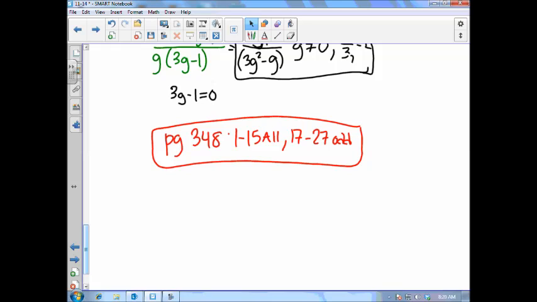Make sure you state excluded values if it's requested. Carefully read the directions because it doesn't always ask you to write excluded values. You can if you want. It's good practice. But if it doesn't ask you to state excluded values, then you don't actually have to. Okay?